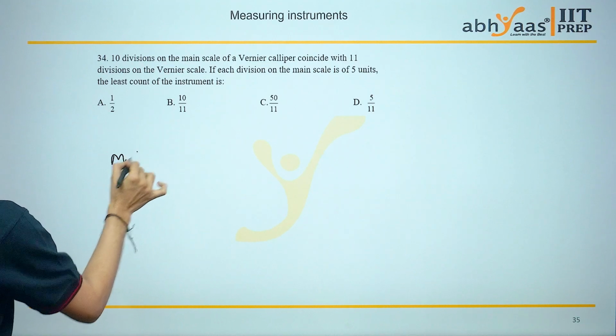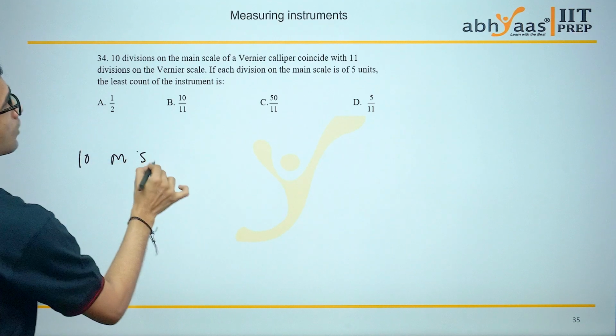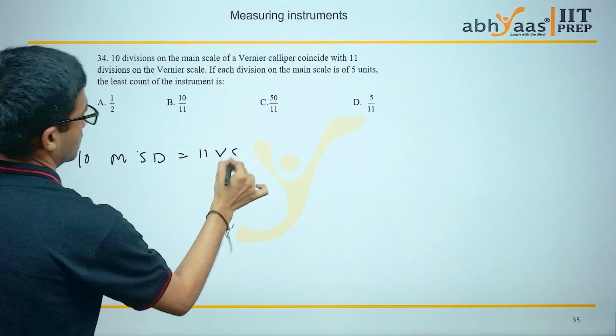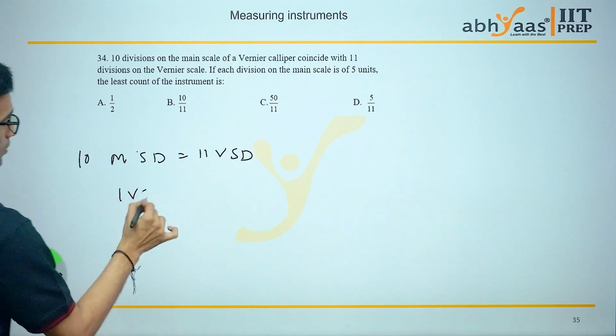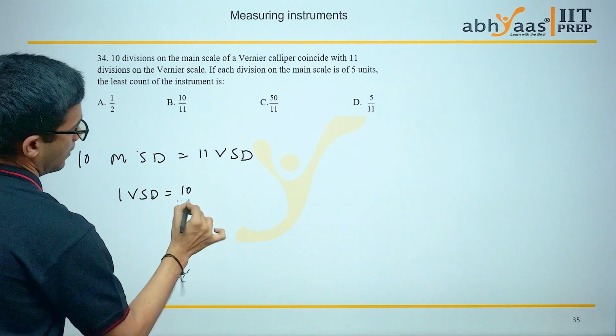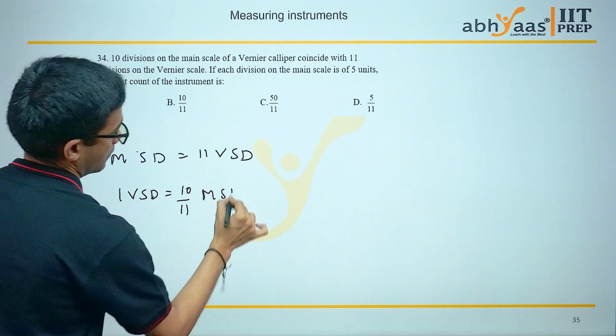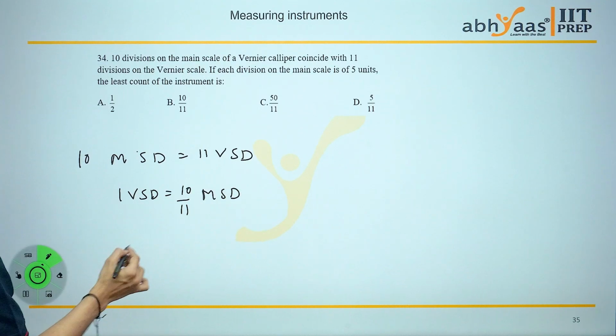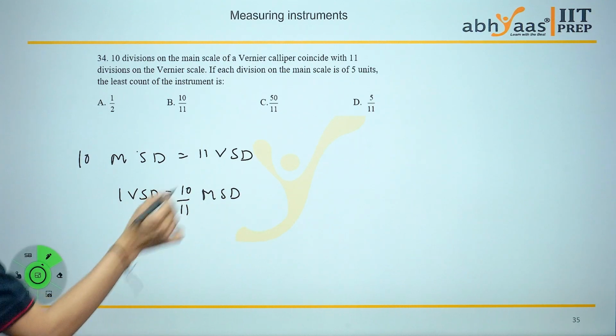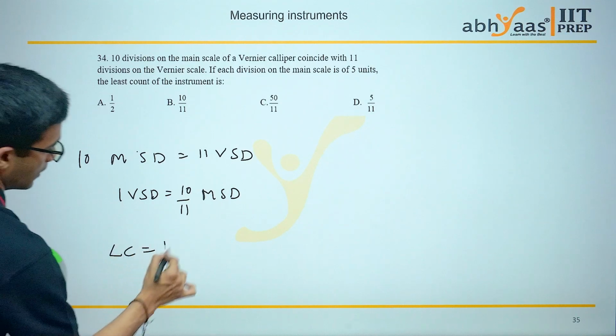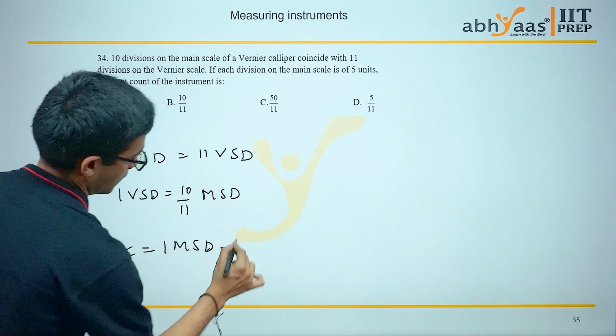Main scale 10 MSD is equal to 11 VSD. So again 1 VSD is equal to 10 by 11 MSD. Each division on the main scale is 5 units. Least count is equal to 1 MSD minus 1 VSD.